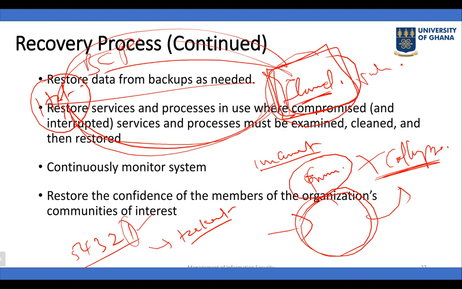For instance, if I call to say that I have transferred money from my account to another account, and the money has not gone through, this one is not a high priority as compared to calling to say that I've misplaced my Visa card, or I suspect that my Visa card is being compromised. So once you complain about your Visa card, within the shortest possible time, they have to block that Visa card in order to stop whoever has it from accessing or taking money from your account. So usually some of these issues are handled quickly.